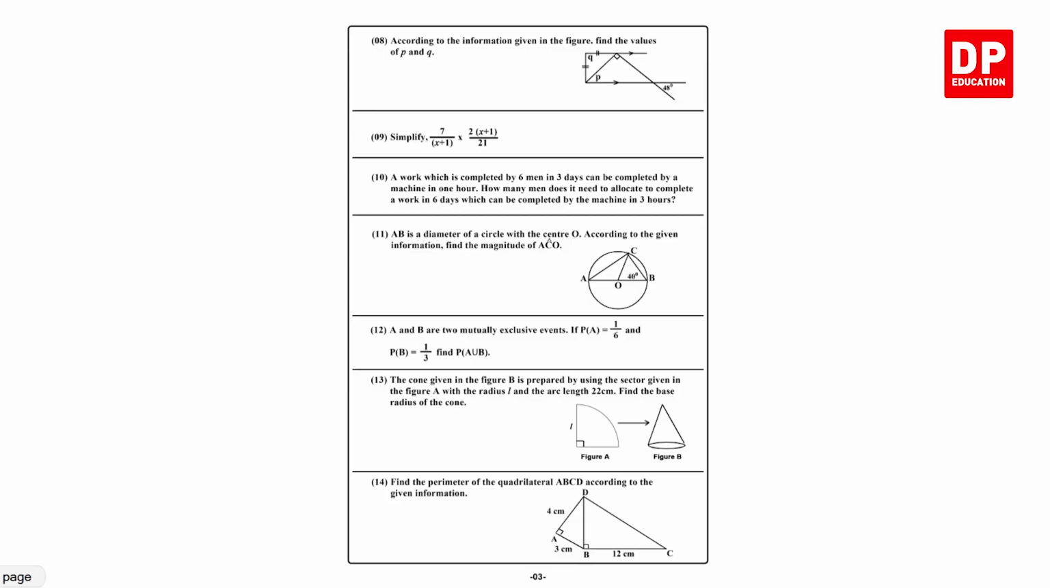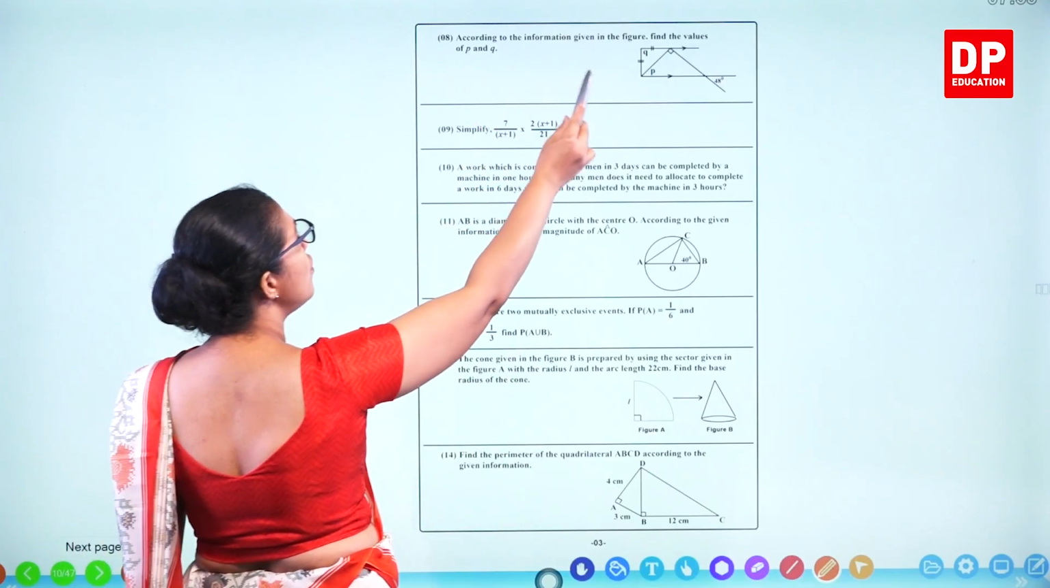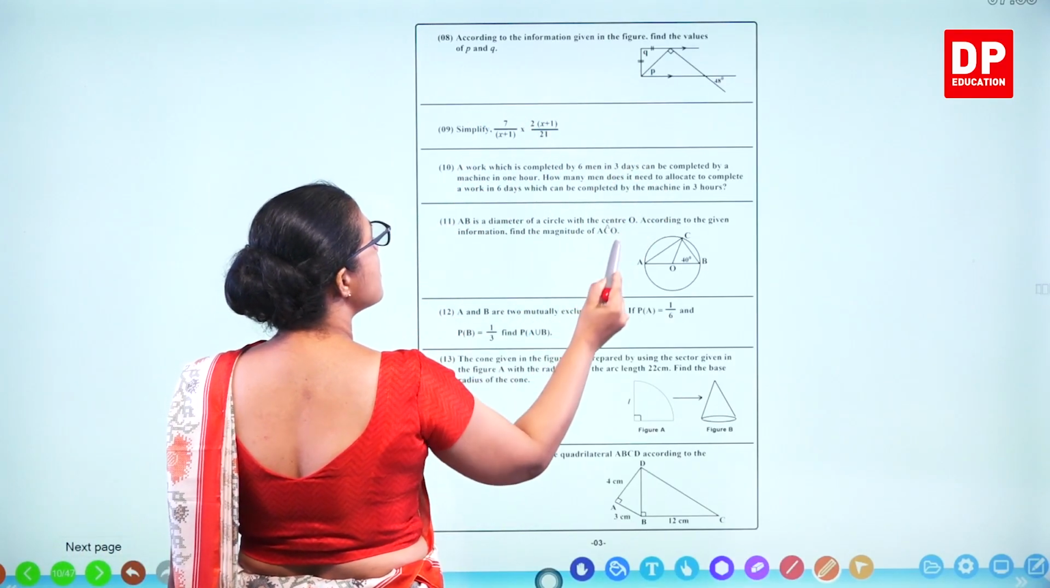Now you can try 8 to 14. So the spaces are here. So you have to write down the answers here.